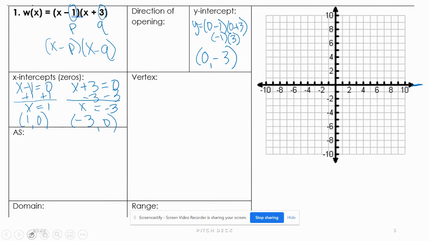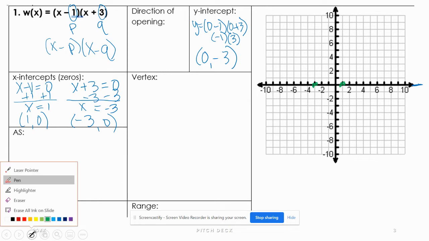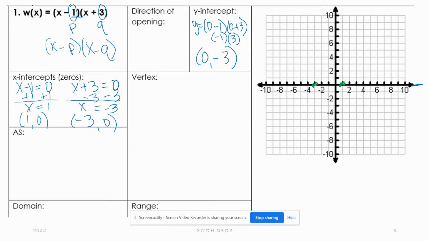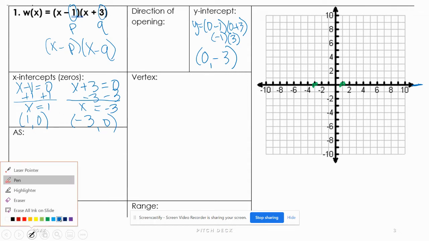I'm going to pause here and put on our graph the values that we know. So we know (1, 0). We know (negative 3, 0). I'm going to hold off on the y-intercept for a minute because we have to talk about finding the vertex. So we described in the vocab above finding the vertex. The vertex has to be halfway in between our two x-intercepts.